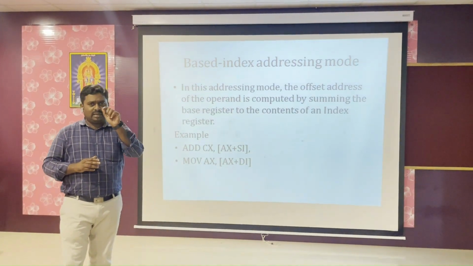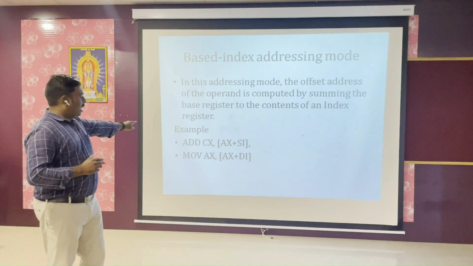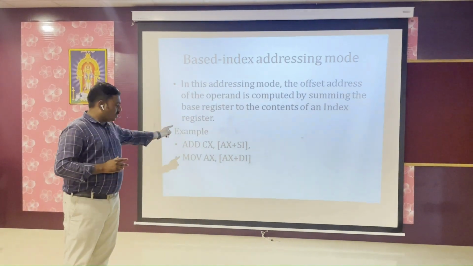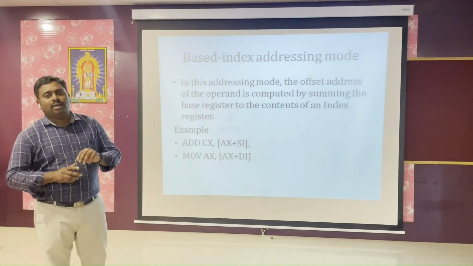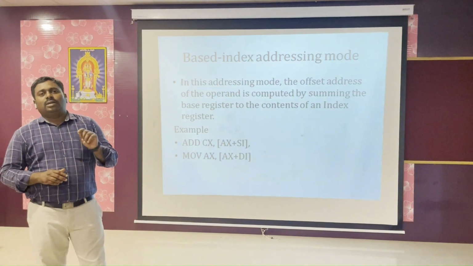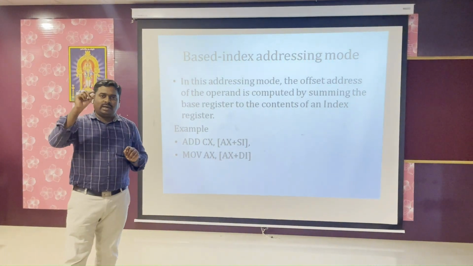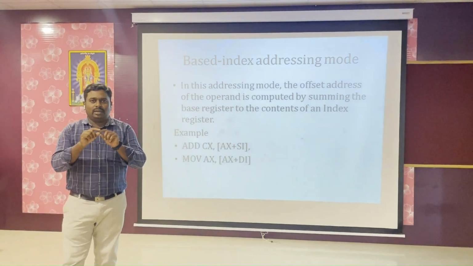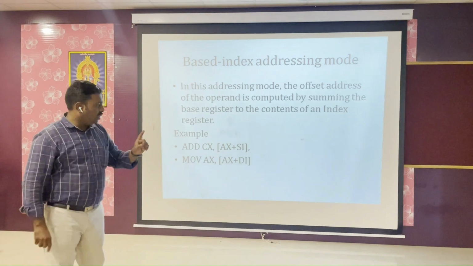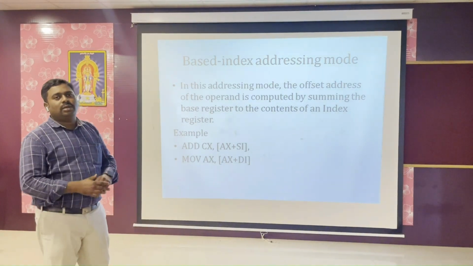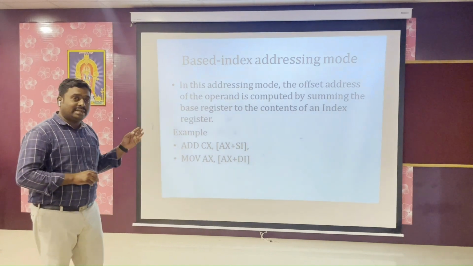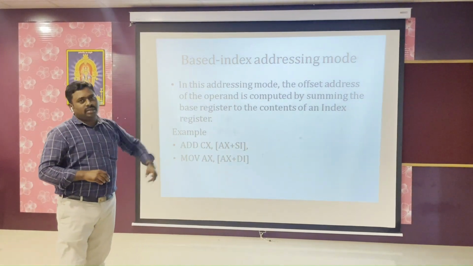Both summed together, we will get a new address. The data at that address should be added with the CX register. Similarly, MOV AX, [AX plus DI]. We have the address of the AX register and the address of the destination index register. Both added, and the data at the resulting address should be moved to the AX register. So these are the examples for base index addressing mode.